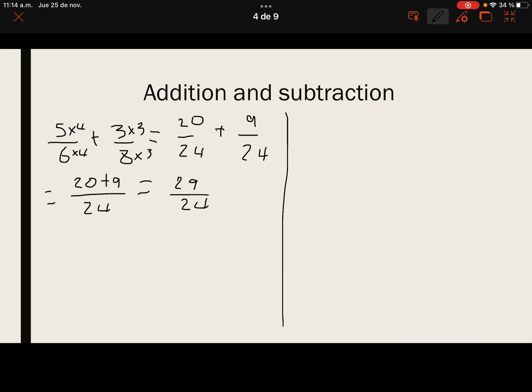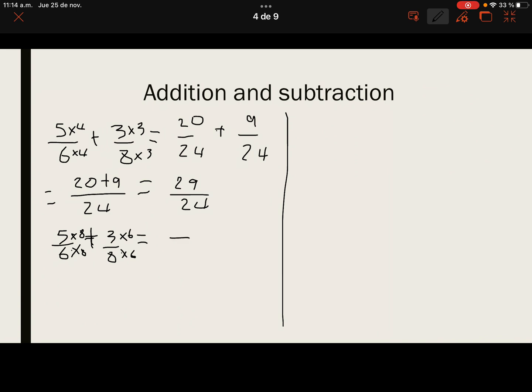But there is another strategy. 5 over 6 plus 3 over 8. Another strategy to transform these fractions into like denominators is to multiply by the opposite denominator. Then the first fraction times 8. Why 8? Because 8 is the denominator of the other fraction. And the second fraction times 6, because 6 is the denominator of the first fraction.